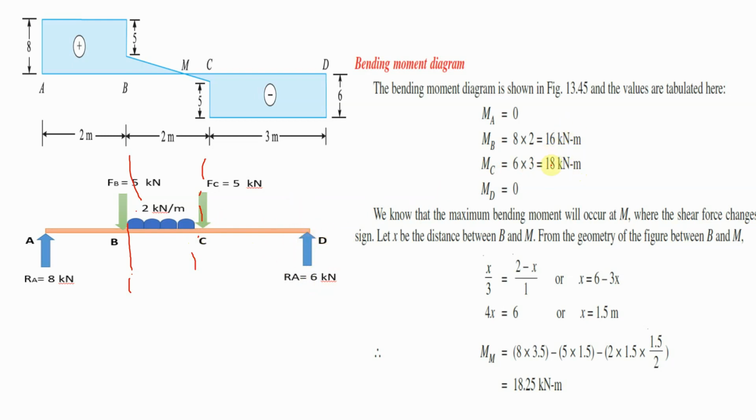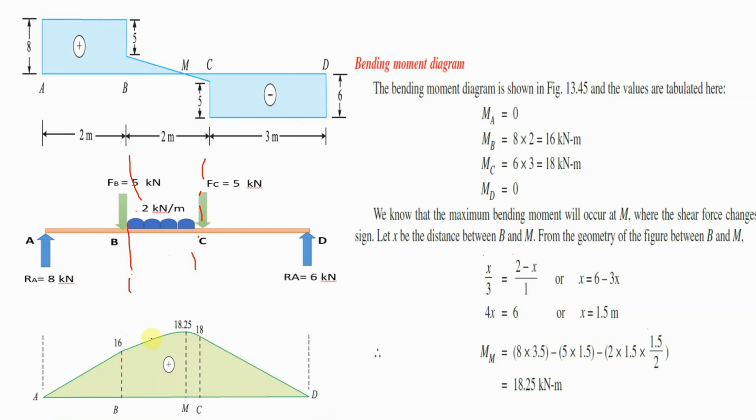So when you plot these points and join them, between A to B the shear force is a straight line, so the bending moment will be a linear line, and this value is 16. Then between B to C we have a linear variation of shear force, so the bending moment will be parabolic. And between C to D, the shear force is a constant line, so the bending moment will be a linear line.